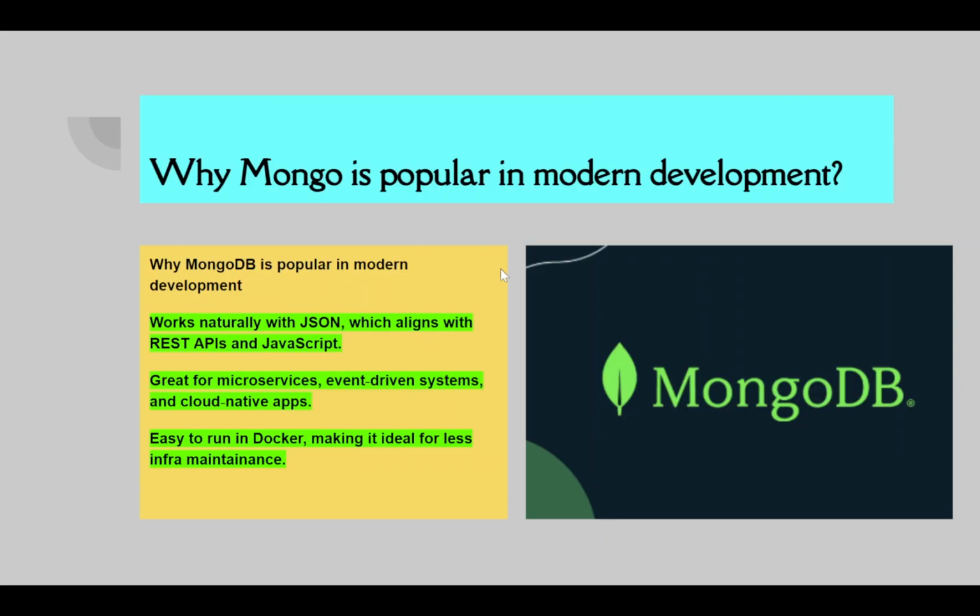Why is MongoDB more popular in modern development? By default it supports JSON, which aligns with REST APIs and JavaScript. Managing JSON documents, updating, traversing, and searching them is easy because MongoDB naturally supports JSON, which is also called BSON, binary JSON. And it's highly suitable for microservices, event-driven systems, and cloud-native apps.